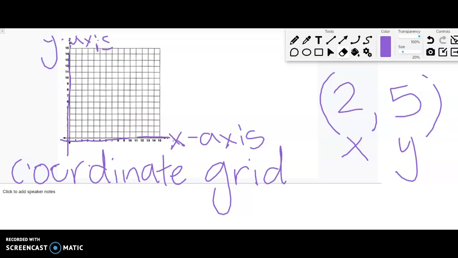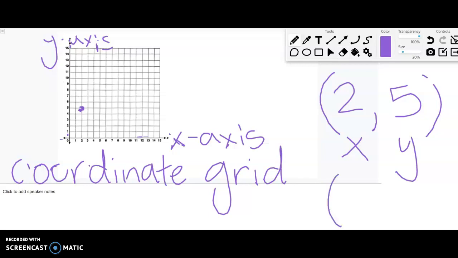So how I would graph 2, 5, let's erase those so we can see the numbers. We would go over to 2 on the x-axis, and then we would go up to 5 on the y-axis, and that is where we would put our dot. Technically, we wouldn't draw this line, but if you need to draw it to help yourself out, that's fine. If you just want to use your finger, that works too.